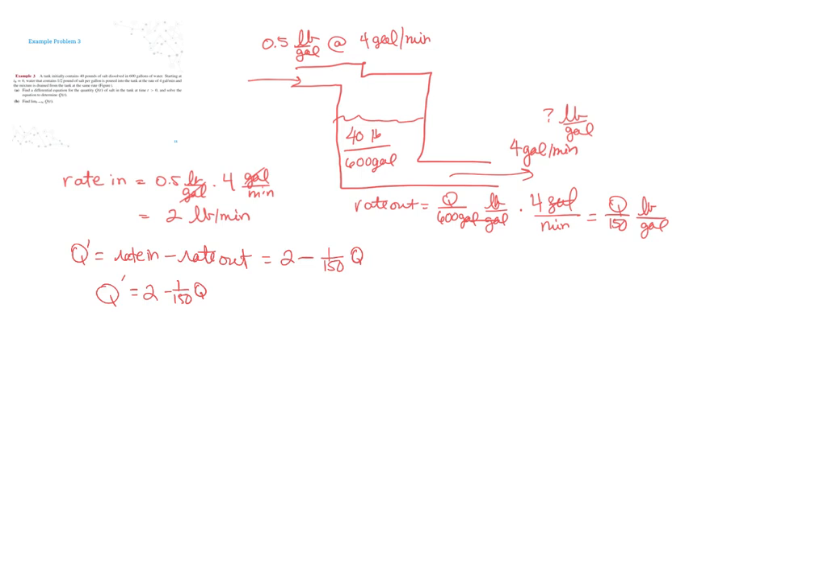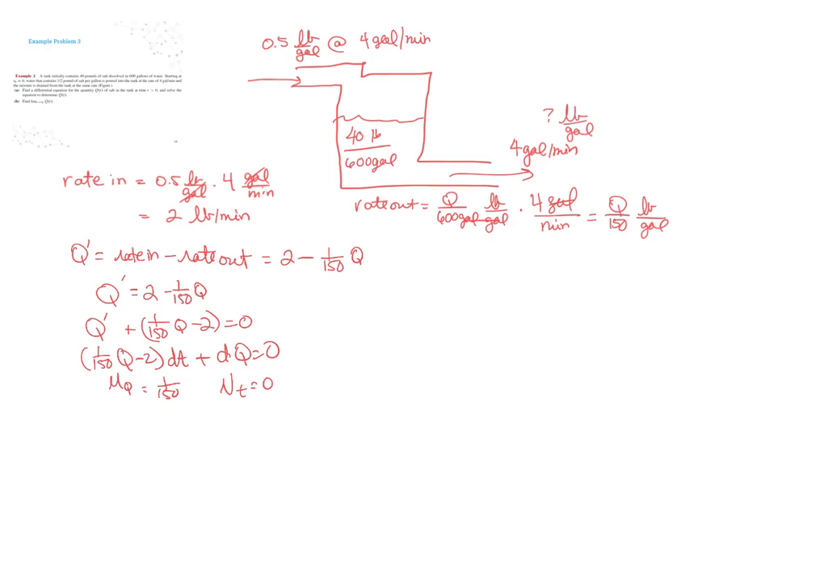So if I bring it over, I then get Q prime plus 1 over 150 Q minus 2 equals 0. And if I multiply through by dt, because this is dQ/dt, we end up with 1 over 150 Q minus 2 dt plus dQ equals 0. And I find that my M sub Q is 1 over 150, and my N sub t is 0. So it's not exact.